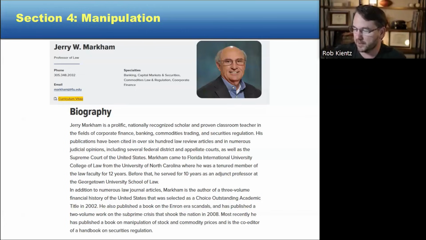Markham came to Florida International University College of Law from the University of North Carolina, where he was a tenured member of the law faculty for 12 years. Before that, he served for 10 years as an adjunct professor at the Georgetown University School of Law. In addition to numerous law journal articles, Markham is the author of a 3-volume financial history of the United States that was selected as a Choice Outstanding Academic Title in 2002.